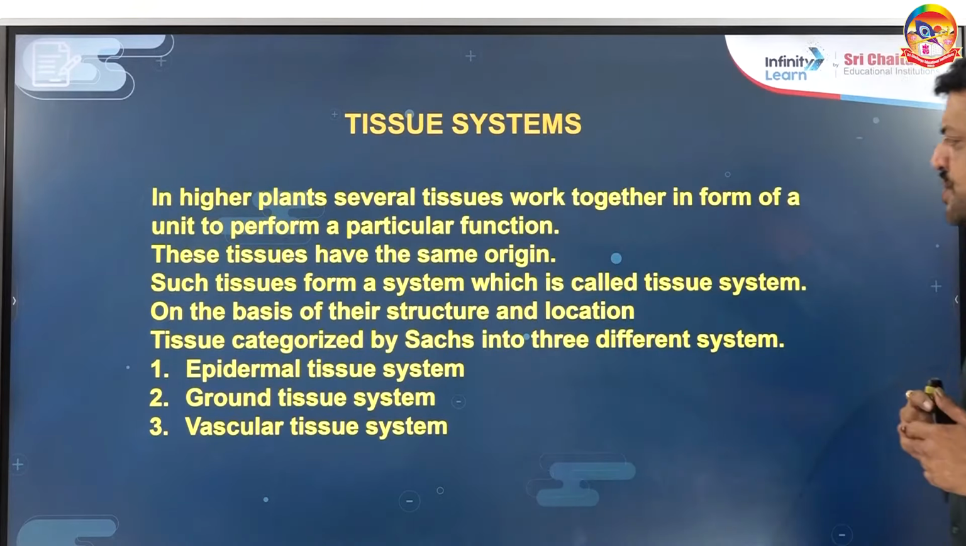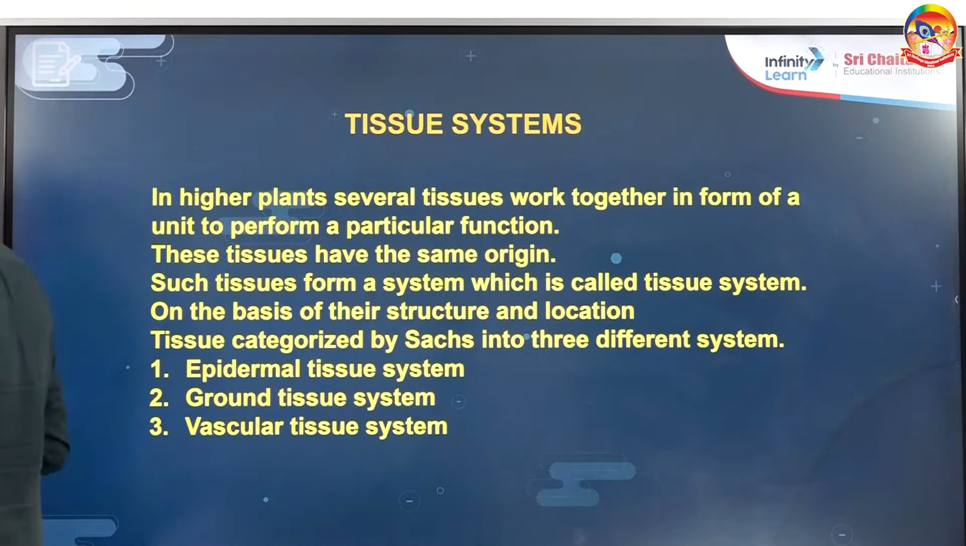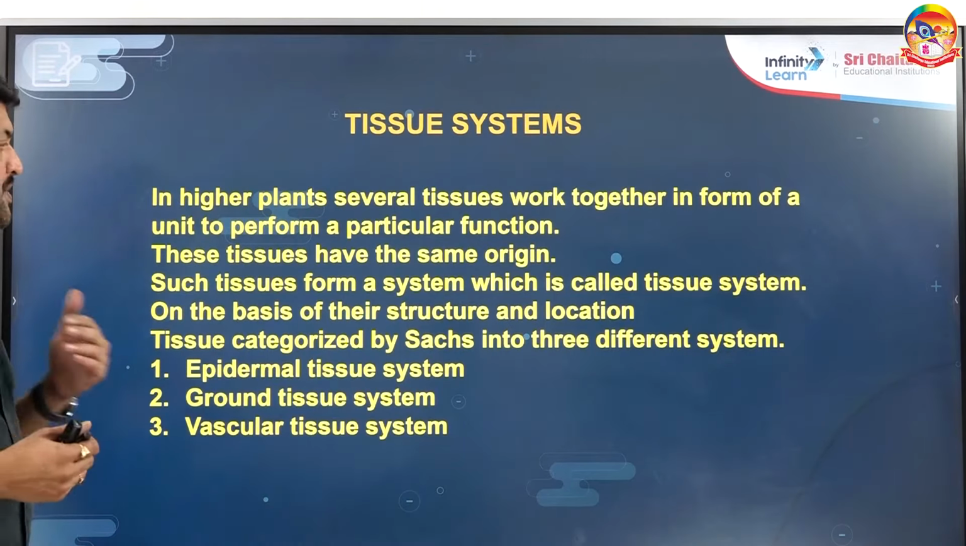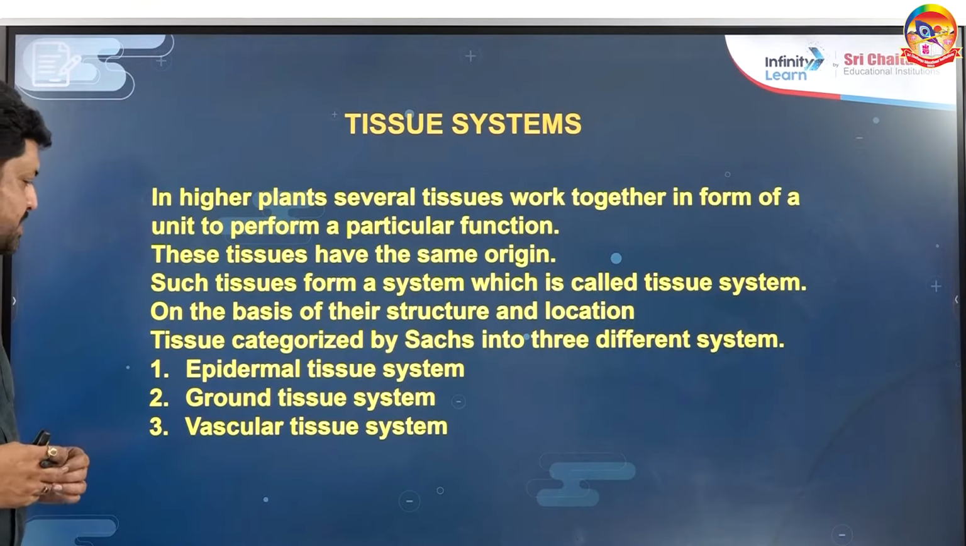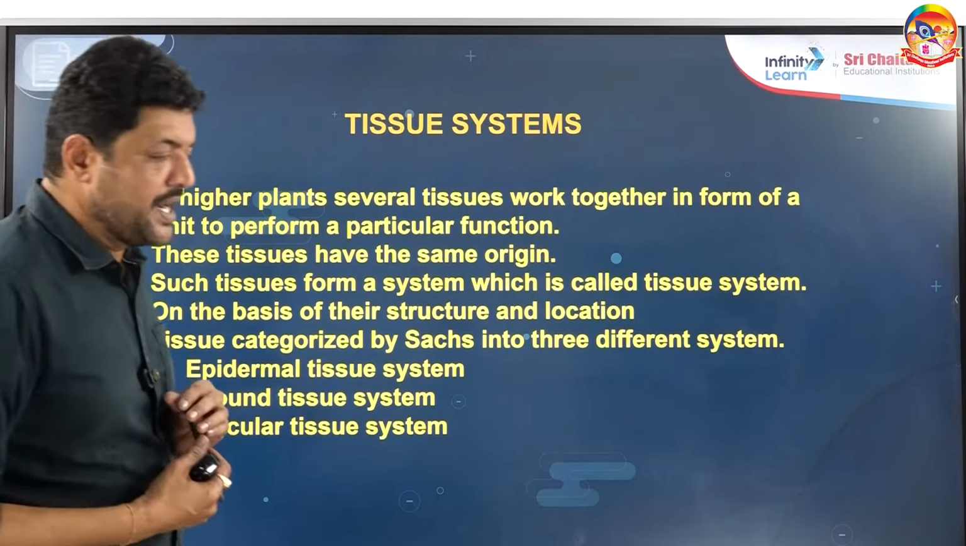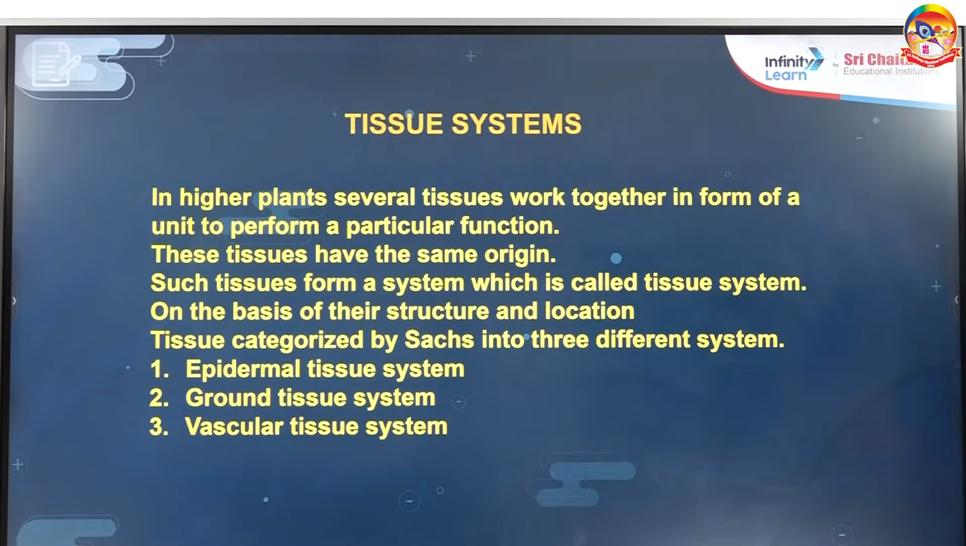Such tissues form a tissue system, which is classified on the basis of structure and location. This is very, very important. Different options will be given, like structure, location, size, position and kind of divisions. On the basis of structure and location, the tissues are organized by Julius von Sachs into 3 different systems: epidermal tissue system, ground tissue system and vascular tissue system. There are 3 types of tissue systems. Was it clear?